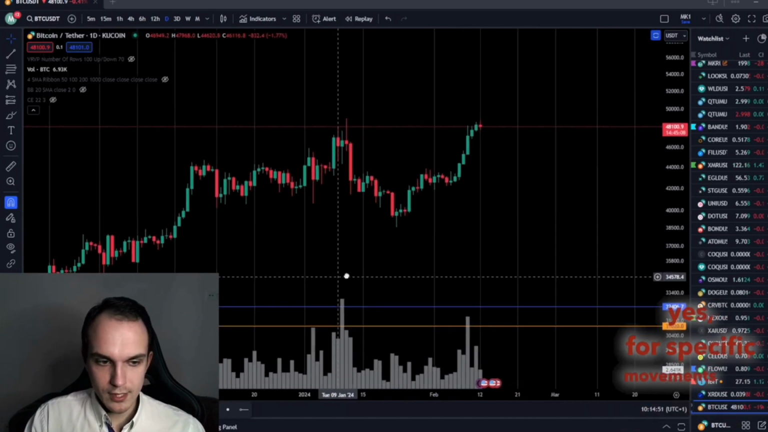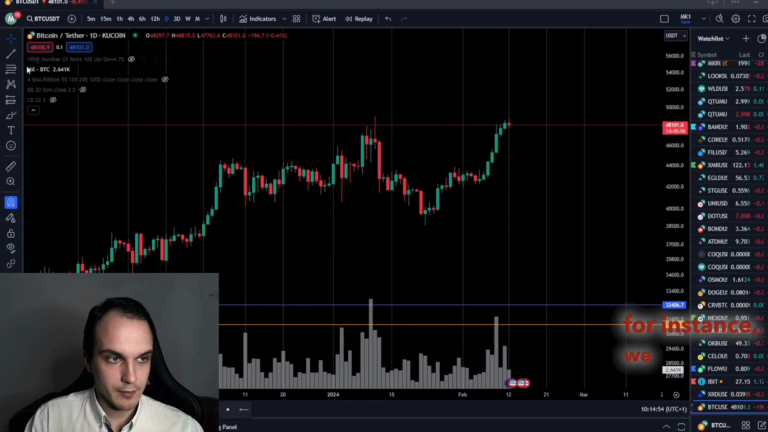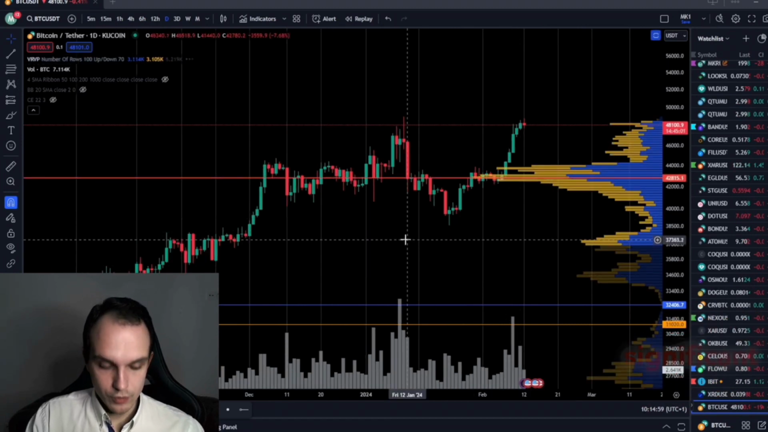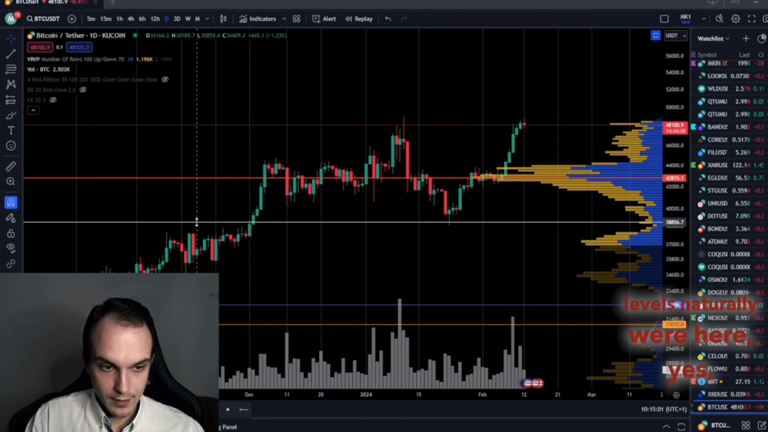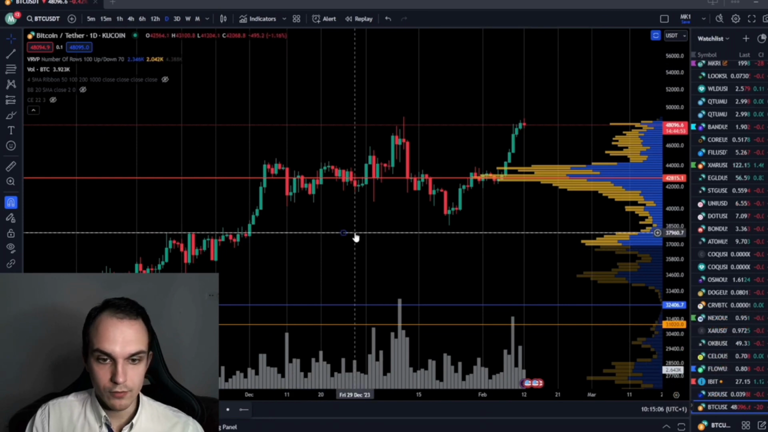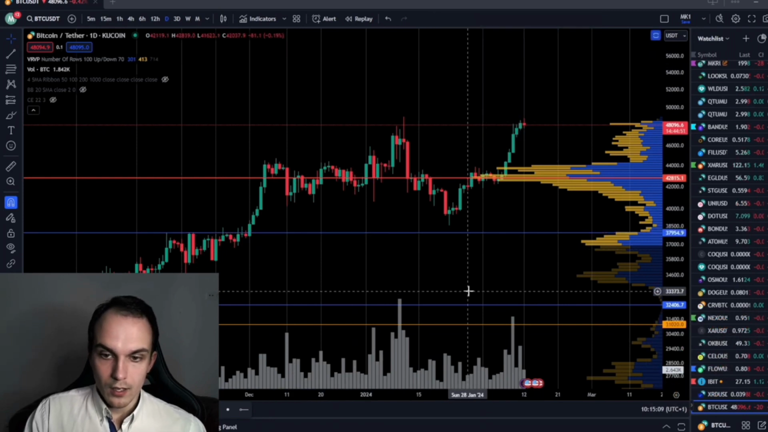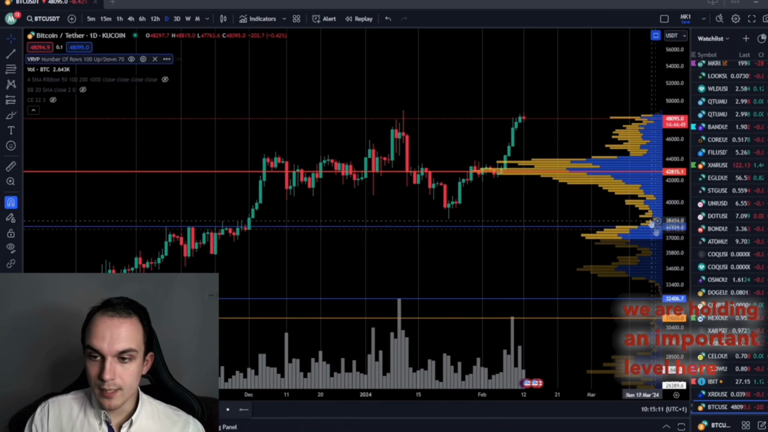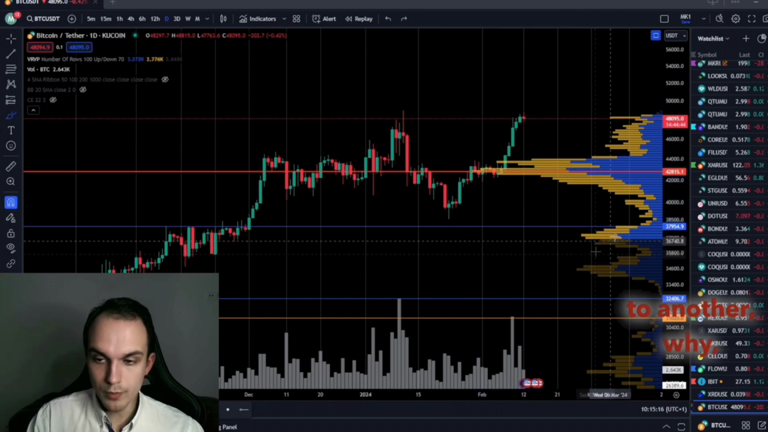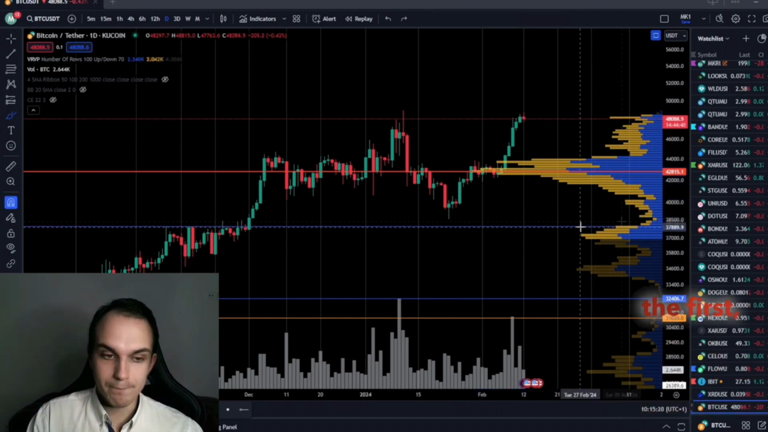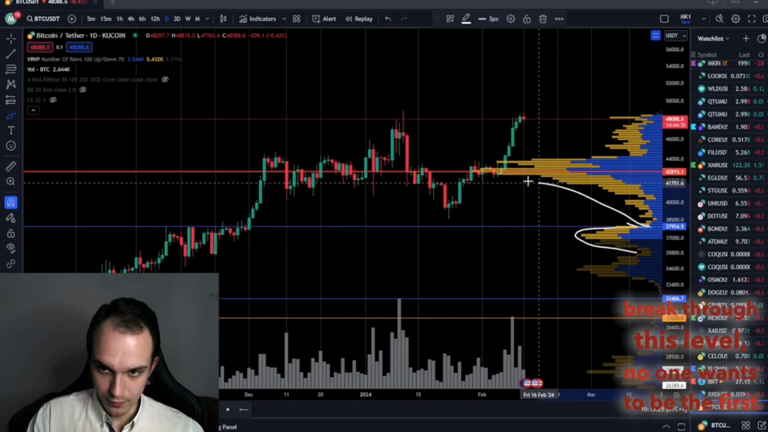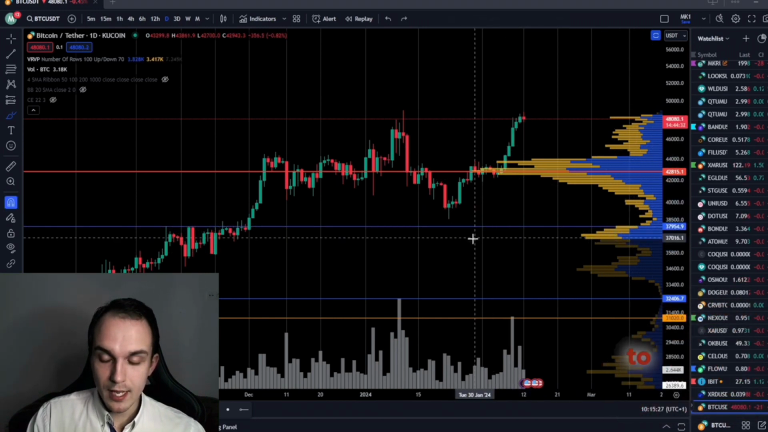For specific movements from November 1st, for instance, we turn on the volume profile and look at where there were significant levels. Significant levels naturally were here. There was a response to 3,800. Thus we are holding an important level here, and it's also a transition from one volume profile to another. Why? Because no one wants to be the first. That's why it's very hard to break through this level. No one wants to be the first to shift from one volume profile to another.